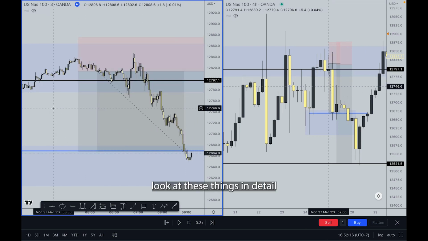Okay, you have to look at these things in detail and understand what's really going on. What is the behavior doing? What is structure doing? What is price action doing? That's all it comes down to.